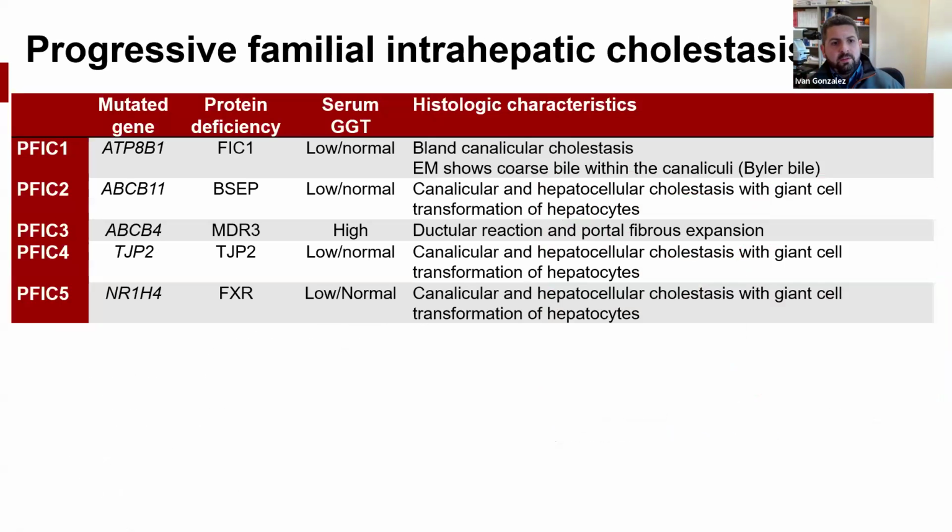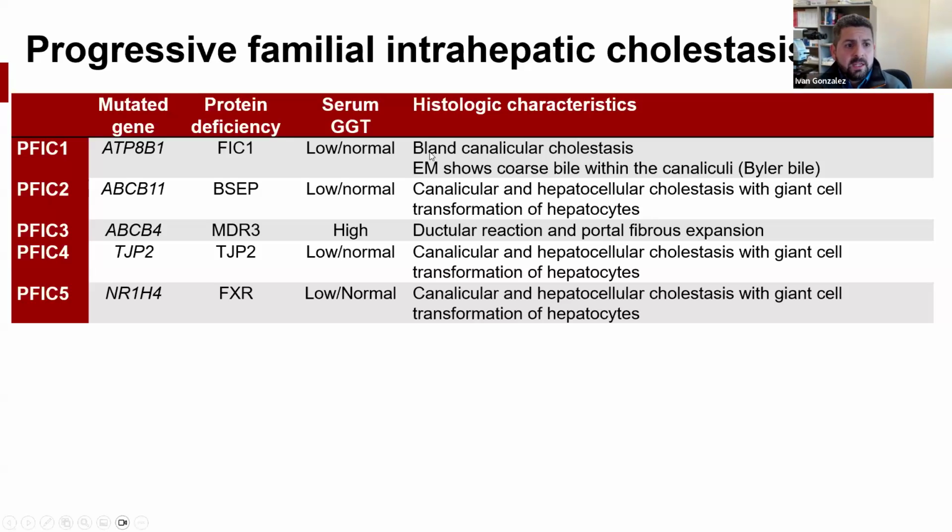So this table summarizes some of those PFICs. Here you can see your mutated gene, which protein gets deficient, and the serum GGT. For a lot of these deficient proteins, we actually have immunohistochemistry markers that we can target and assess. If you have the right clinical and histologic picture, then you can go ahead and perform those immunostains. You will notice here that a lot of them have the same histology. For instance, canalicular hepatocellular cholestasis with a giant cell transformation pattern, basically a neonatal hepatitis or giant cell hepatitis pattern.